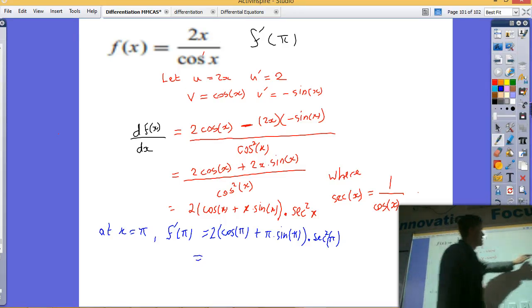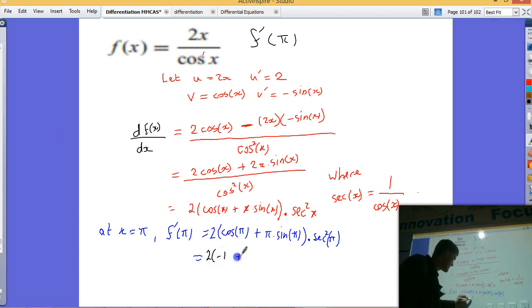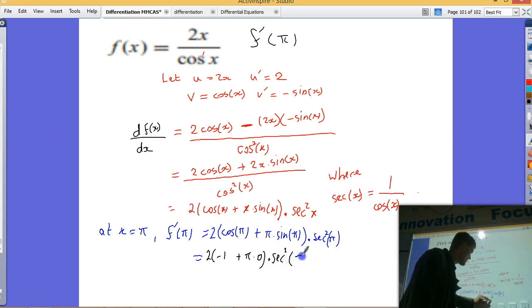What is cos of pi? Wesley? Yep, you got it. -1. That's right. That is -1 plus pi times, what is sine of pi? Jaleel? 0. Good job. So it's times by 0. And then multiplied by sec squared of pi.